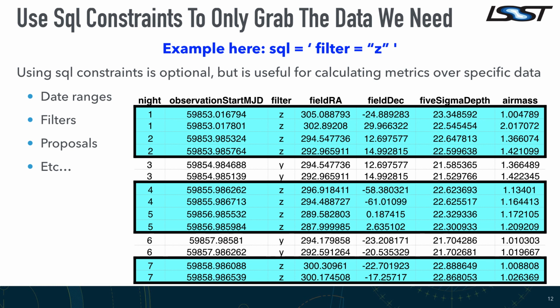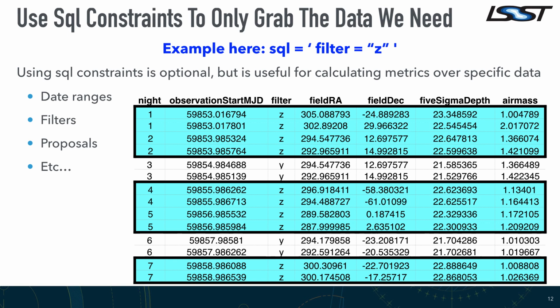Of course, you don't have to do this. Anytime you're running a metric, you can do things with all of the data. You don't actually have to use a SQL constraint. There are some metrics where it won't really make sense. For example, if you're doing a co-added depth metric, you usually want to know that for a specific filter, you don't want to combine filters, but we won't go into that.